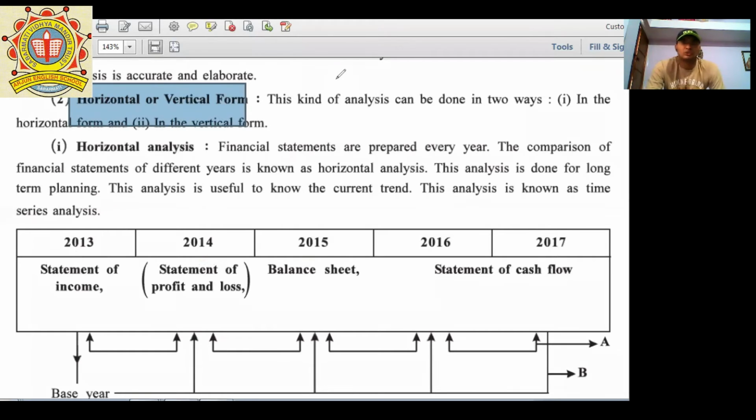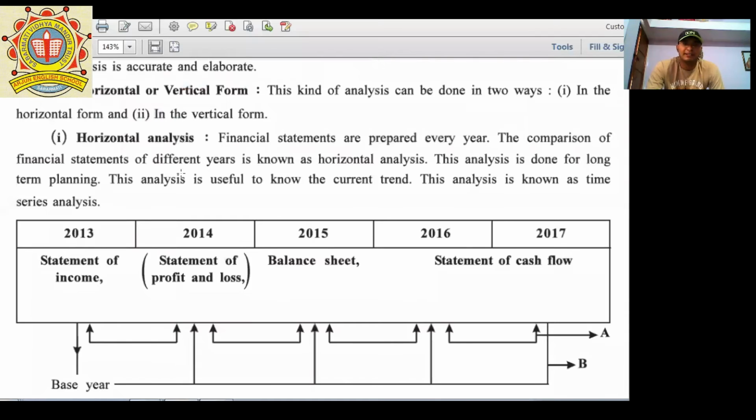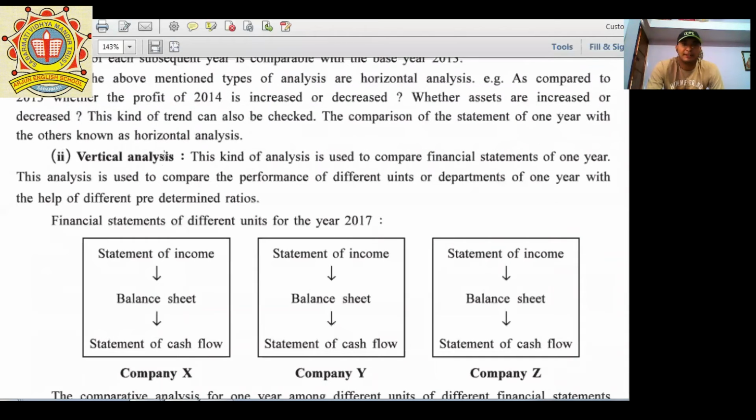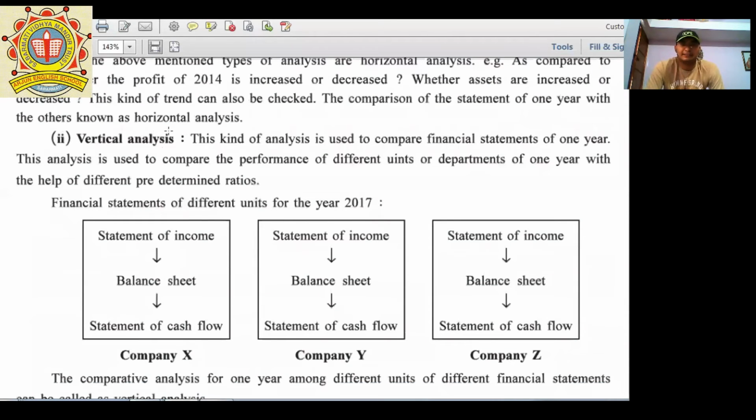Got it? So here it is the horizontal analysis. Next one, vertical analysis. Here analysis is used to compare the performance of different units or departments of one year with the help of different predetermined ratios.